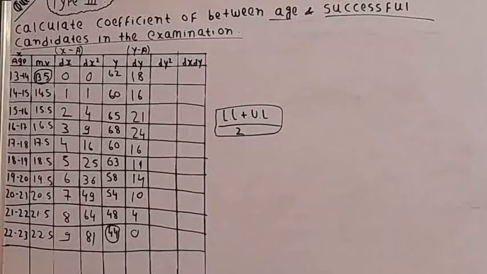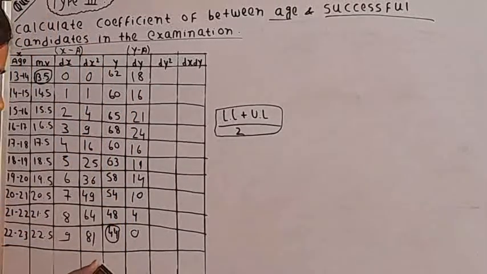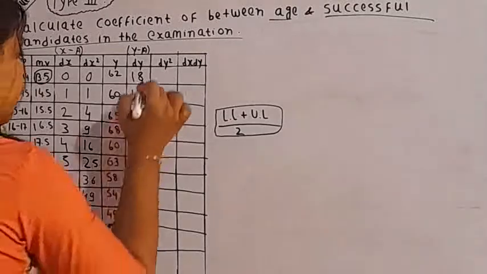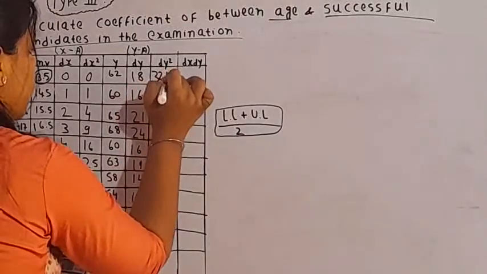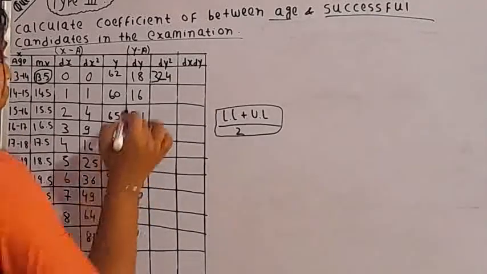Now what we have to calculate? We have to calculate dy square. How do we calculate it? Dy into dy. So what is the first item under the dy column? 18. We will do 18 into 18. We are going to get 324. Then we have to take out the square of 16. That is 16 into 16. So we will get 256.